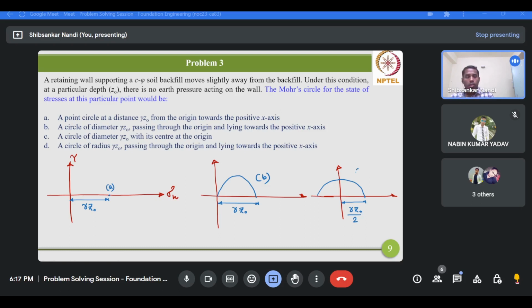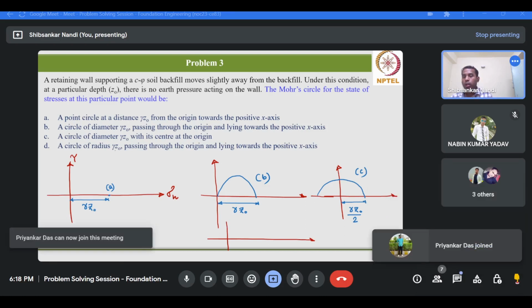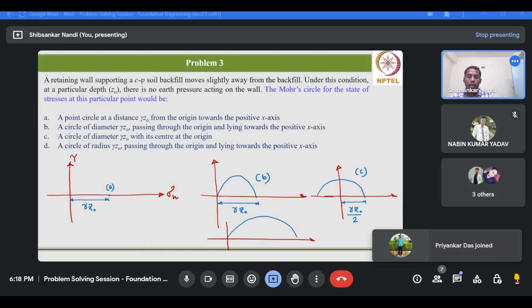And this is option C. And what is in option D? Option D: a circle of radius gamma z0 passing through the origin and lying towards the positive x-axis. So it's basically similar to option B. However, here the diameter is twice that of option B. Earlier the radius was gamma z0 by 2. Now here the radius is gamma z0. So that means it will be a bigger Mohr circle. This is 2 gamma z0.